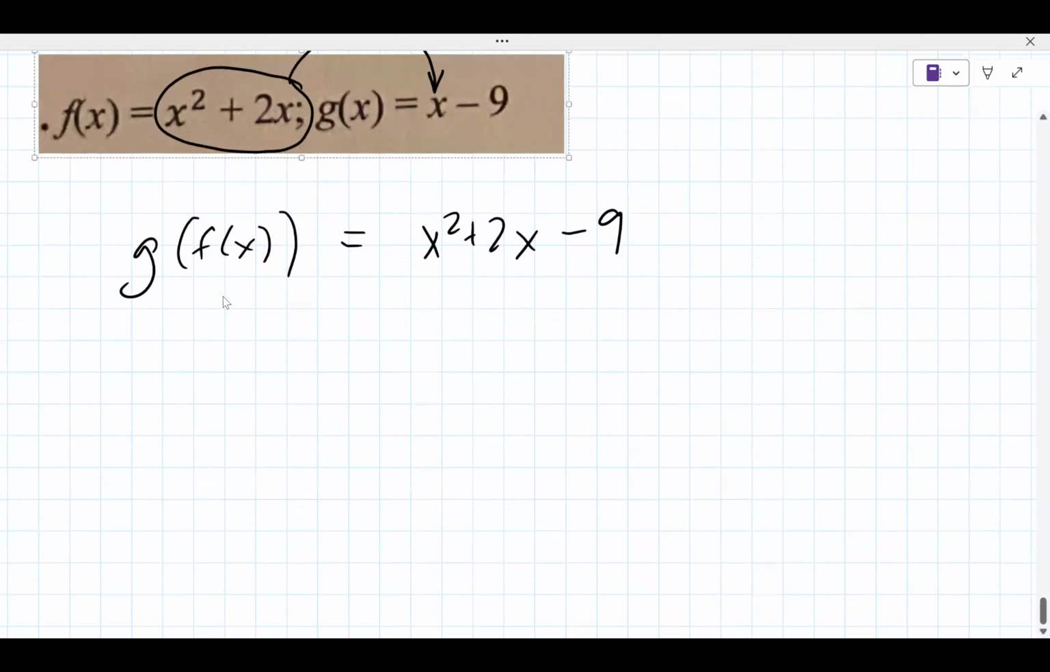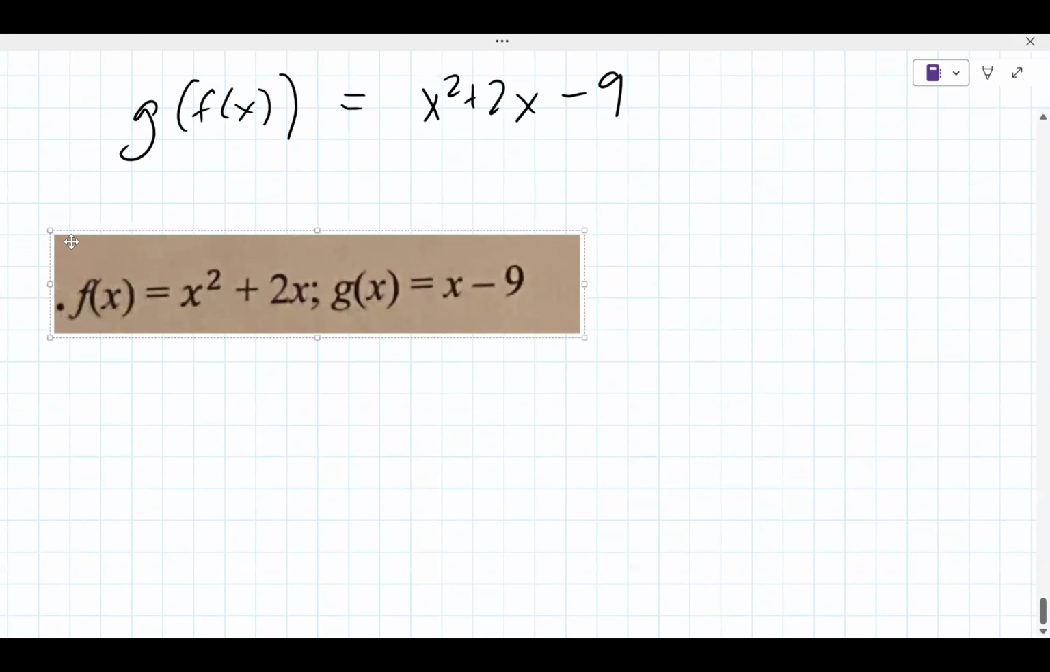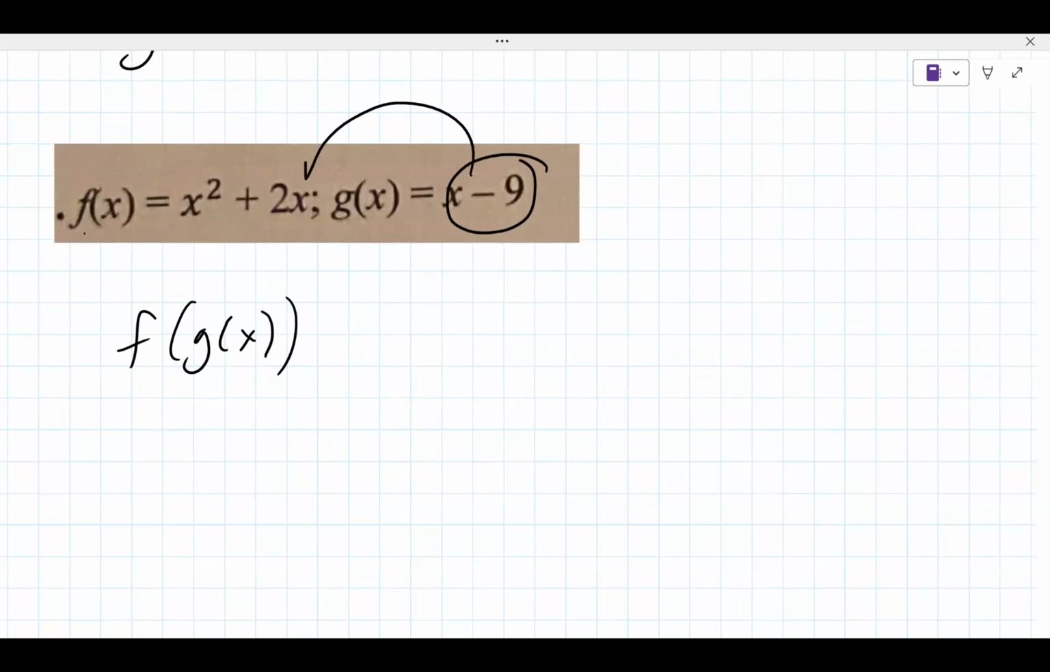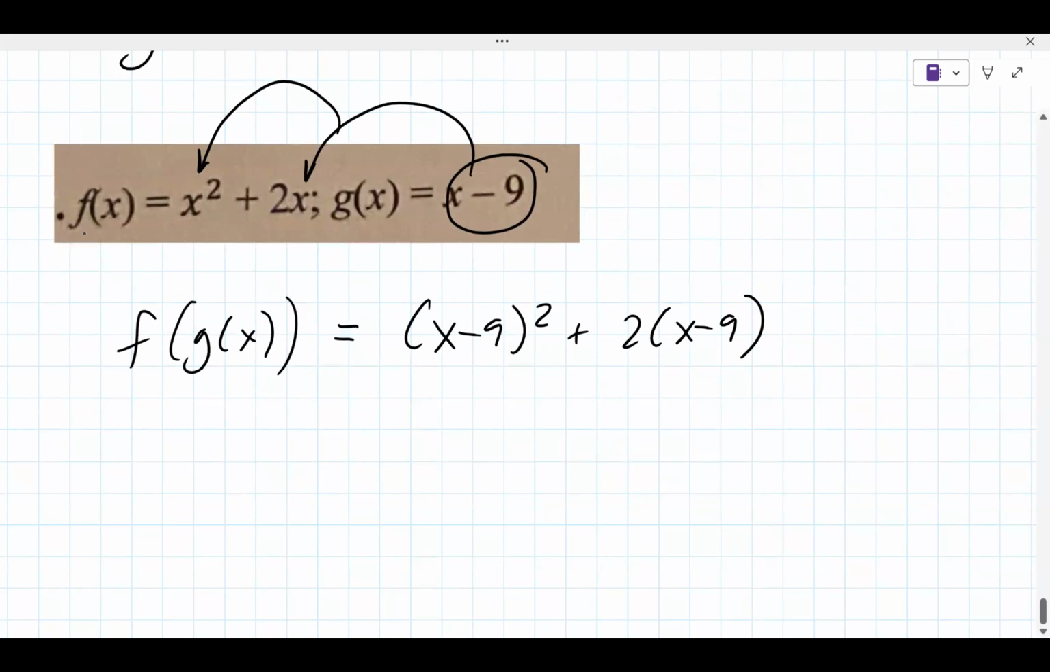Now, when we go the other direction, typically you have to go both directions here. F of g of x. This time you're taking g of x and you have to put it in now twice for x. So that's x minus 9 squared plus 2 times x minus 9. Because there's two x's, I have to do it twice. Now, how do you expand x minus 9 squared? You're squaring it, correct? So it'd be like x squared plus 81.